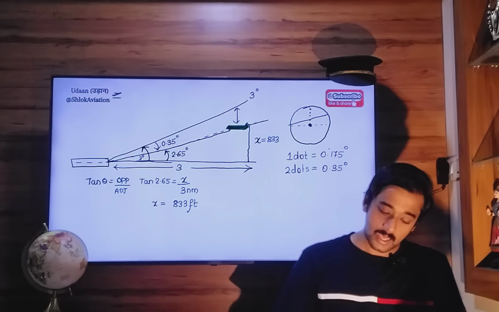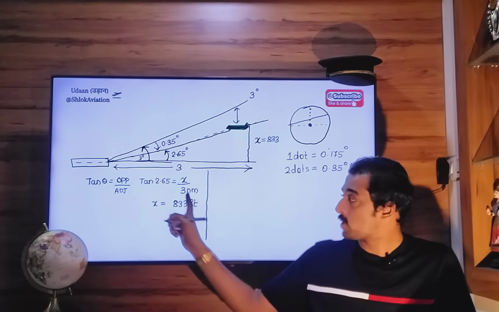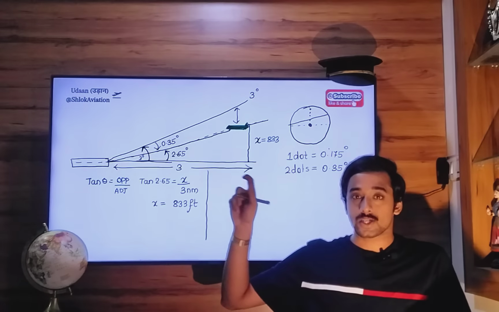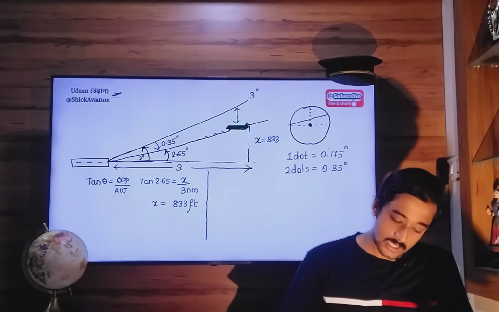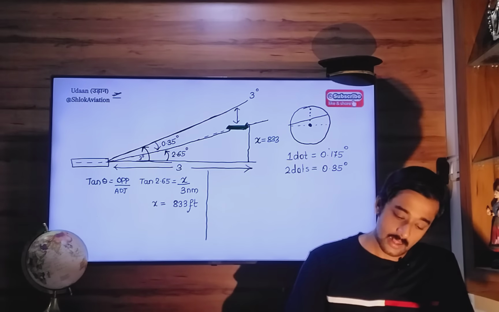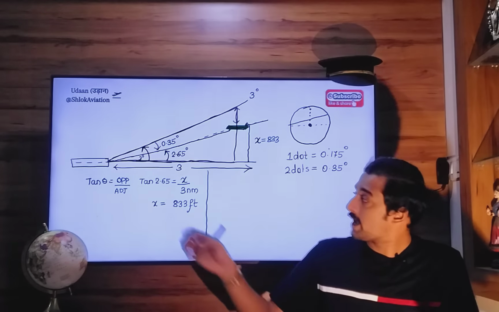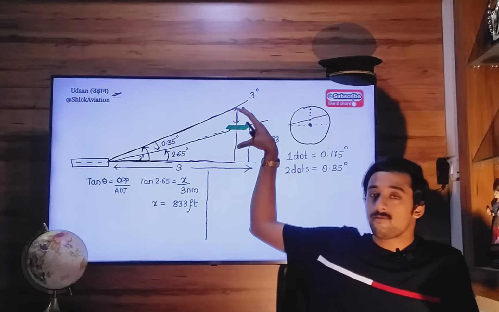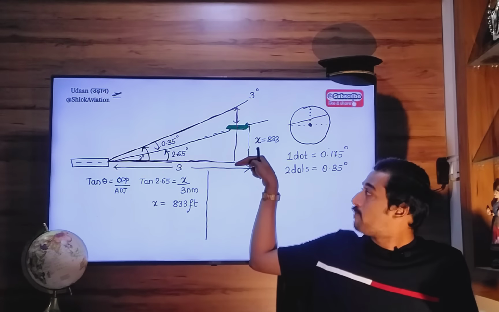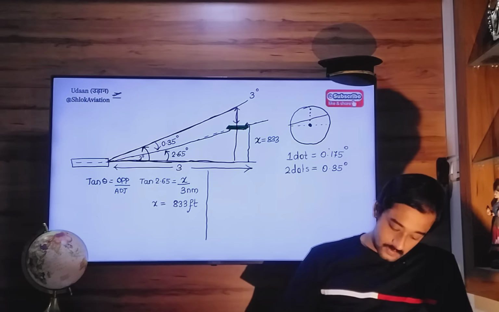Now we will again apply this formula to the bigger triangle. To what triangle we will apply this formula? To this 3-degree angle triangle, this bigger one, whose angle is 3 degree, the standard glide slope. And then we will find the height of this glide slope above the ground.